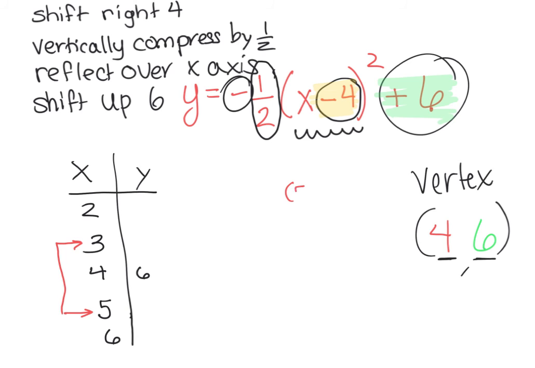So if I did 5 minus 4, that would give me a 1. And then I'm going to square it, which would still give me a 1. And then I'm going to multiply it by negative 1/2. And then I'm going to add 6. Okay, well, 1 times negative 1/2 is negative 1/2. And if I added 6 to that, I'd be at positive 5.5.